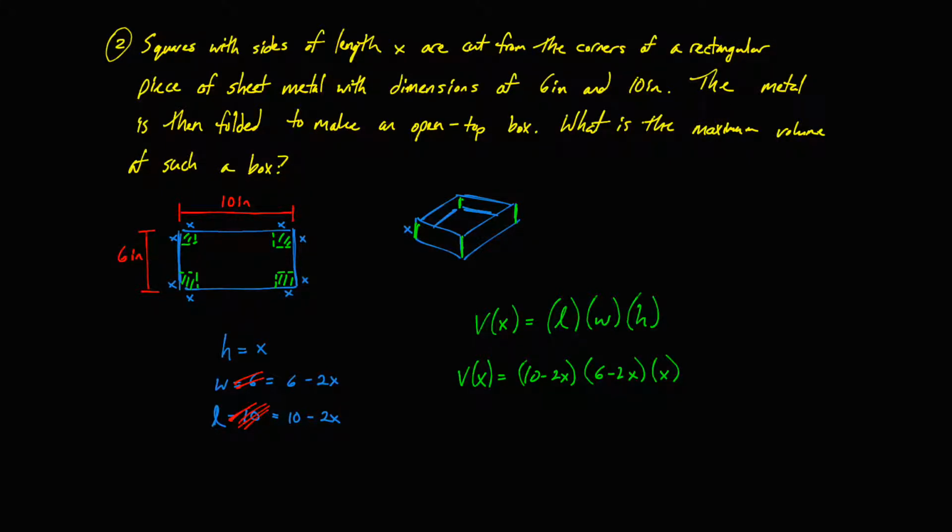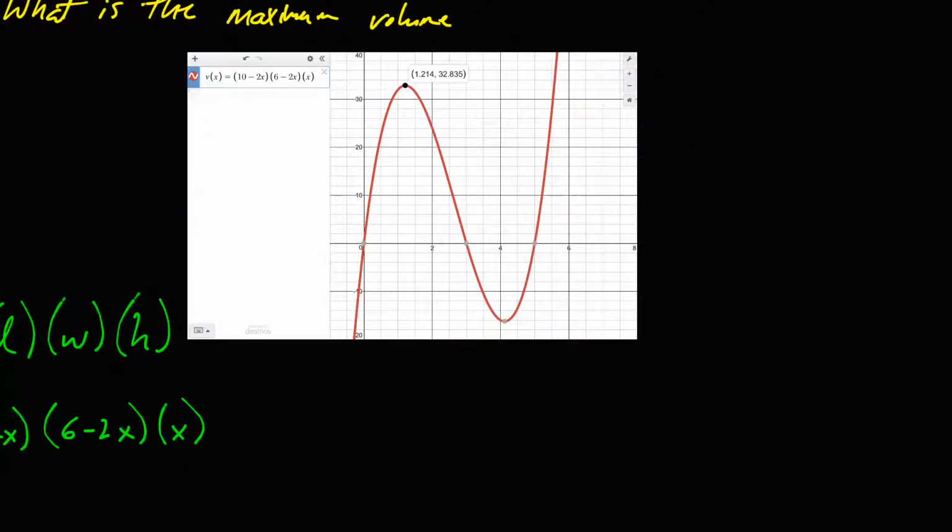Now, I will be honest. This would be a pain to do by hand, so we are actually going to use a calculator for this. If we graph this in Desmos, we say that V of x, the volume, is equal to 10 minus 2x multiplied by 6 minus 2x multiplied by x. So you're going to get this cubic function, with end behavior up here and down here. And we have a maximum and a minimum. Notice I didn't highlight the minimum because you're not going to have a negative volume here.